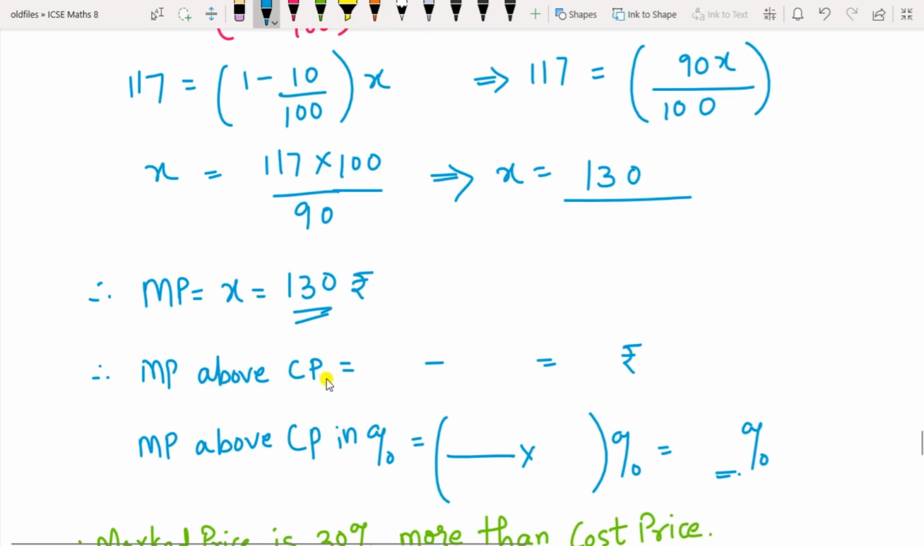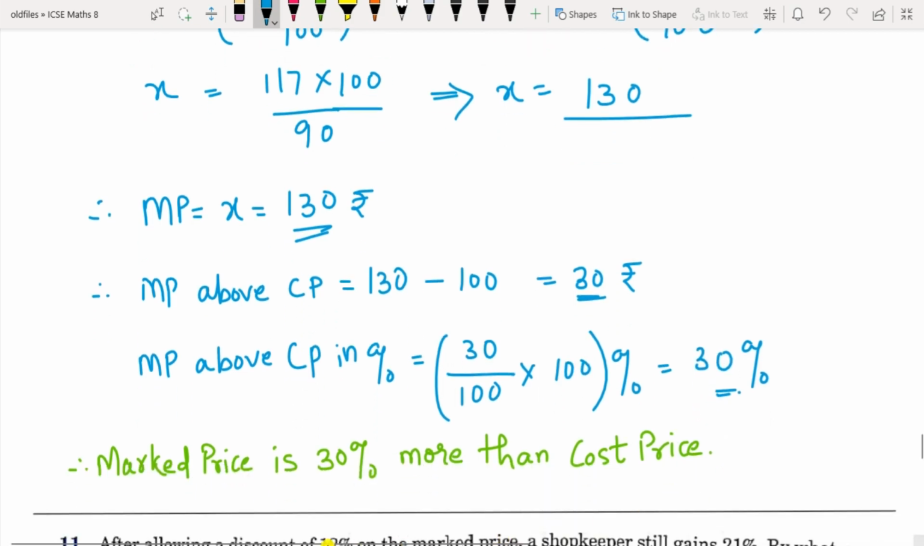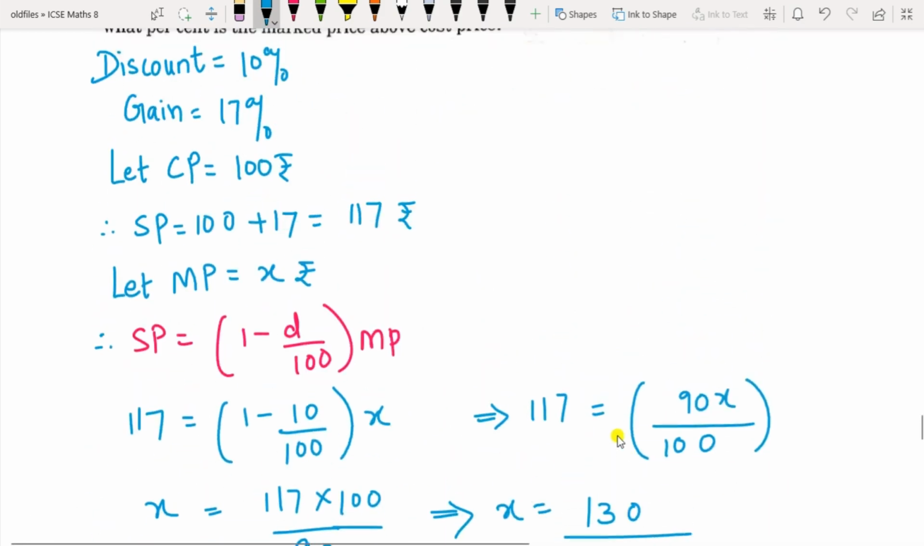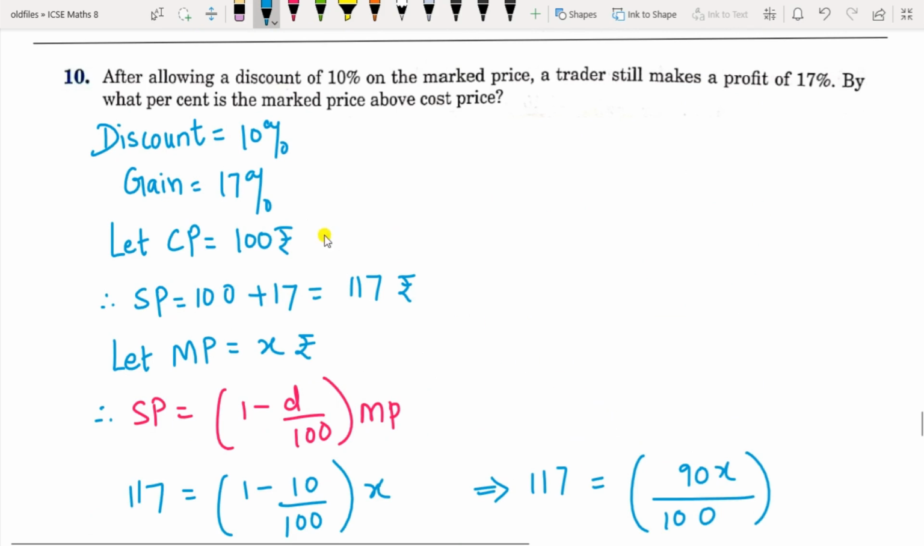Now you have to find mark price above cost price. So mark price was 130, cost price we have taken as 100. So this is 30 rupees is mark price above cost price. Then you have to find its percentage. So the difference between mark price and cost price, upon 100 into 100 percentage. So this will be 30%, the mark price is 30% more than the cost price. So he has marked the cost price 30% more to make it a mark price.